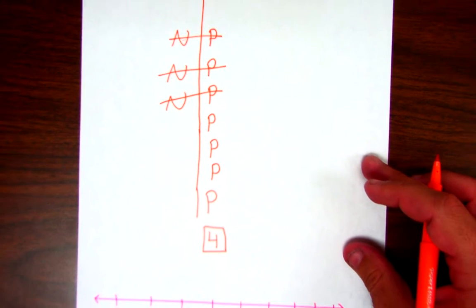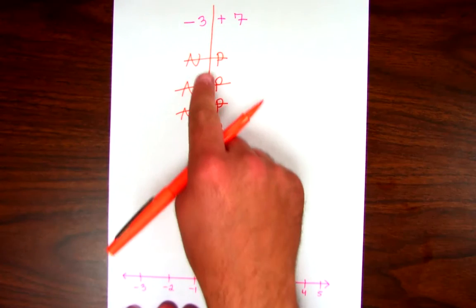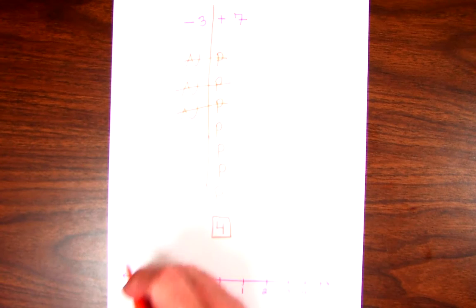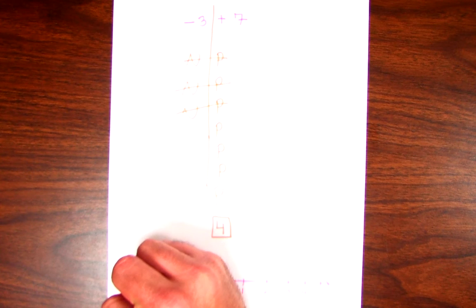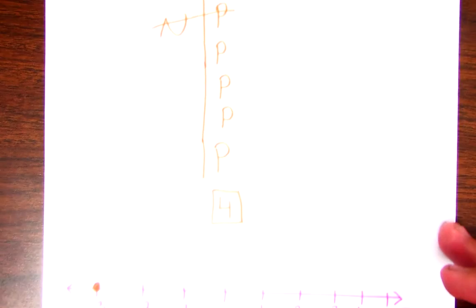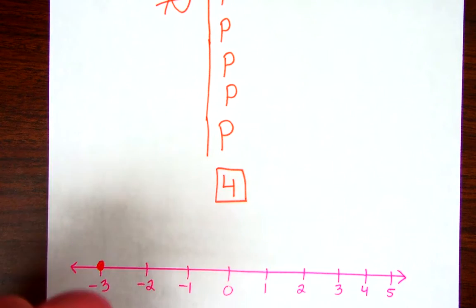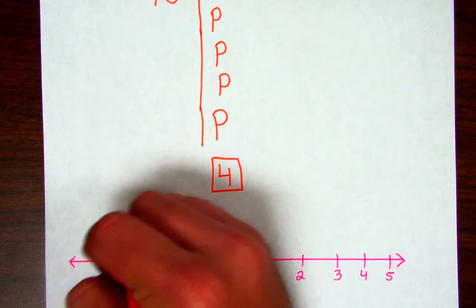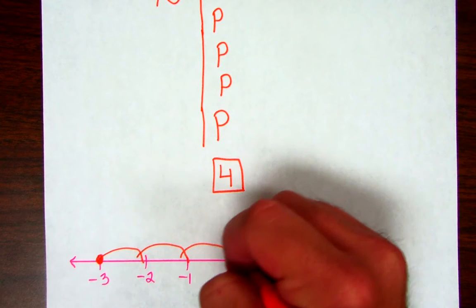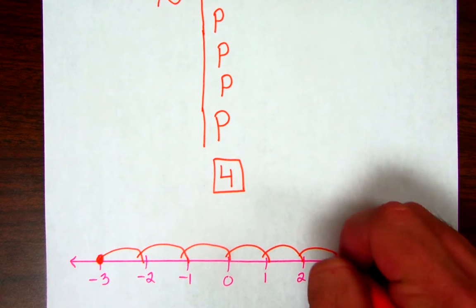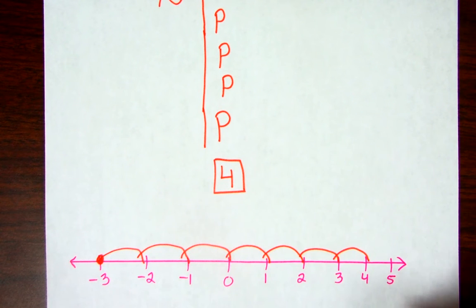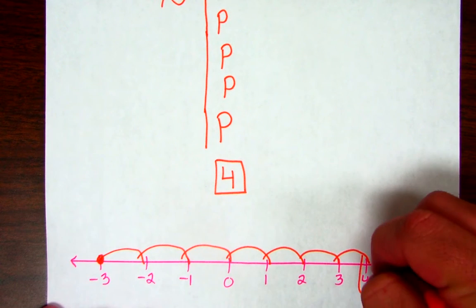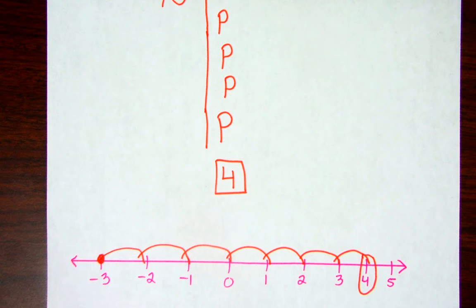On a number line, this is what we got. It tells me to start at -3. But then it tells me to increase, which means go to the right, 7 units. So let's go ahead and do that. 1, 2, 3, 4, 5, 6, 7. Where did I finish up at? I finished up at a positive 4. And there's your answer.